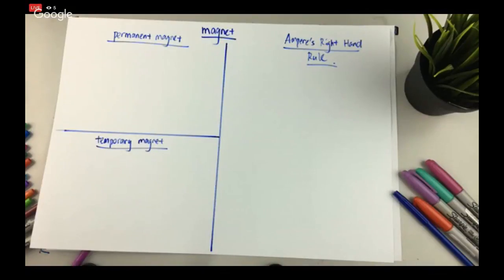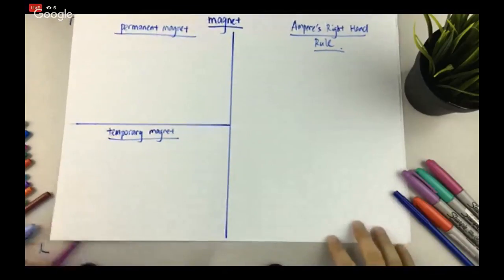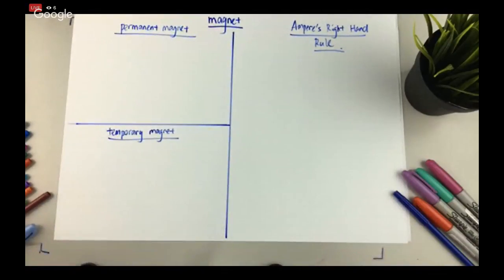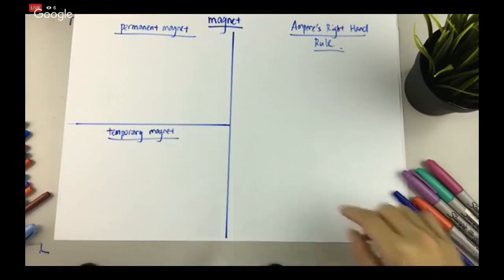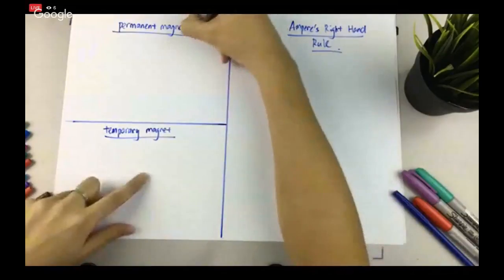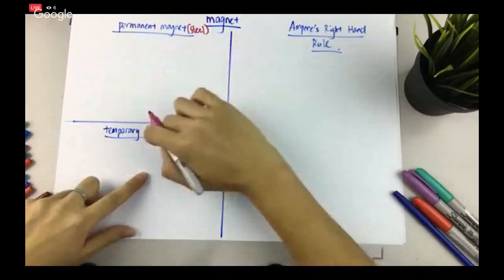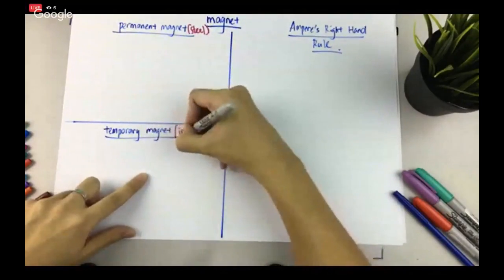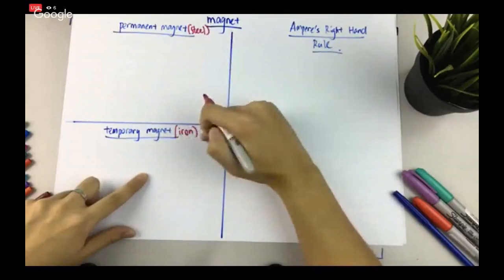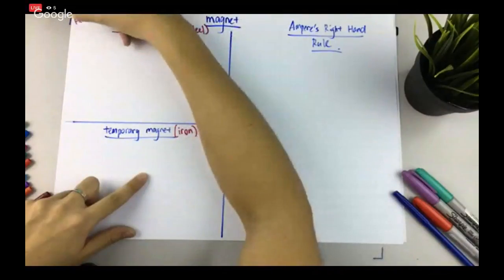Okay, so magnets, first of all, you need to know there are two types of magnets. One we call the permanent magnet, and another one is the temporary magnet. For permanent magnet, it is only made from steel. Only this type of metal can be a permanent magnet. And for temporary magnet is your iron. We call these two types of metal ferrous metal. And then the rest like aluminium, magnesium, tin, and lead, they are all non-ferrous metal, so they cannot be magnet.